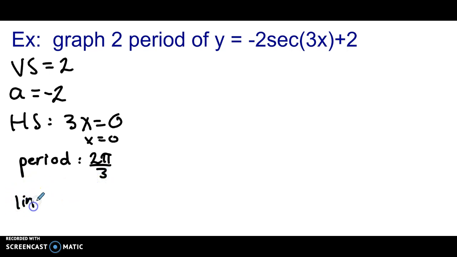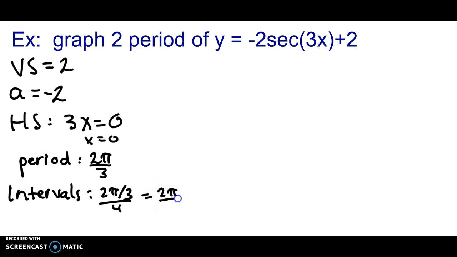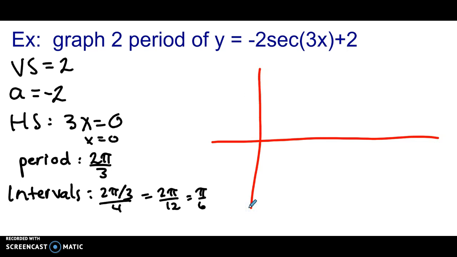And last but not least, to figure out the intervals, we're going to take our period and divide it into fourths. But that's going to be 2 pi over 12, which is pi over 6. Okay, so let's draw our axes here. So I'm going to have this, and this.